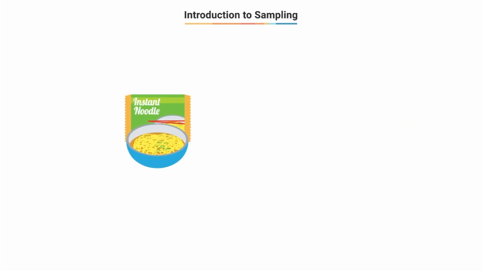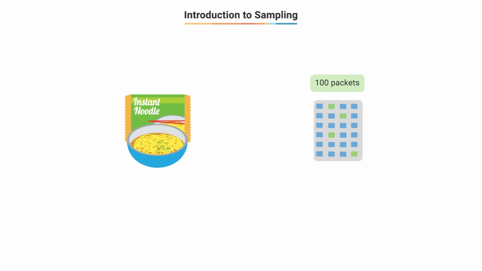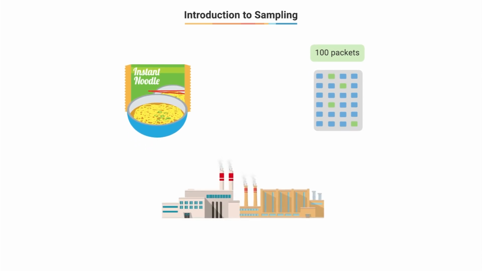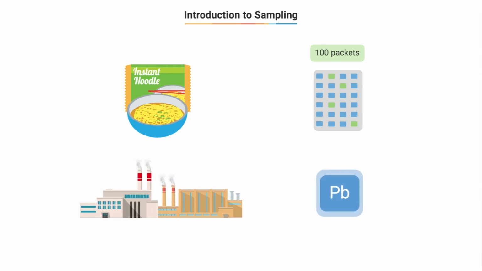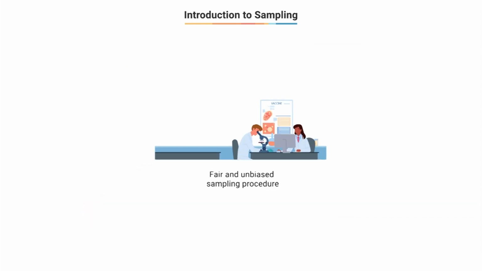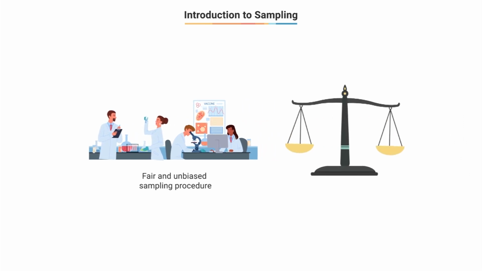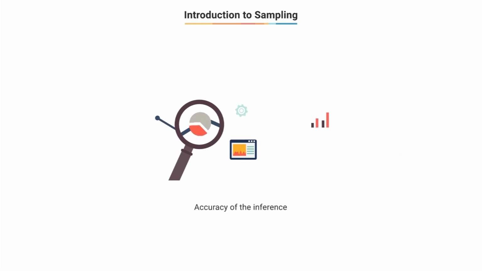Remember that in our problem, as we mentioned earlier, we have to select 100 packets randomly. Suppose that we select these 100 randomly chosen packets from any one of the single factories. It could be possible that the issue with lead content was specific to that factory only, and as a result, we end up banning the entire company. To avoid such problems, food regulators need to ensure that the sampling procedure used is fair and unbiased, so that later on, no one can question the accuracy of the inference after the statistical analysis is done.